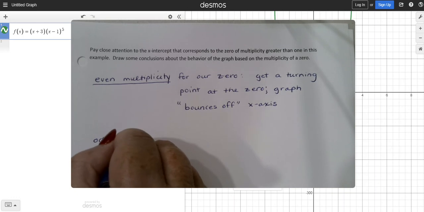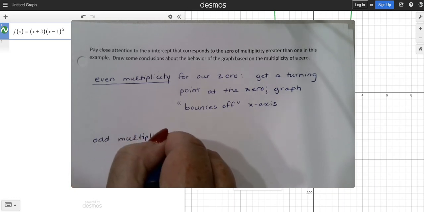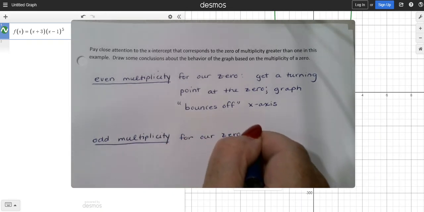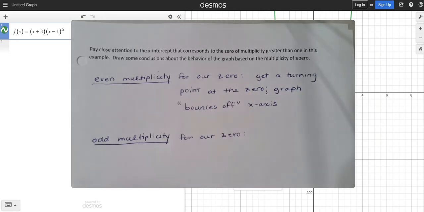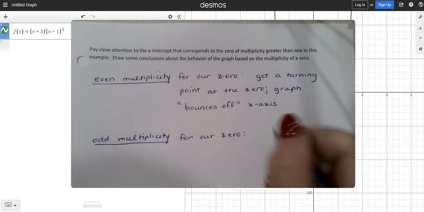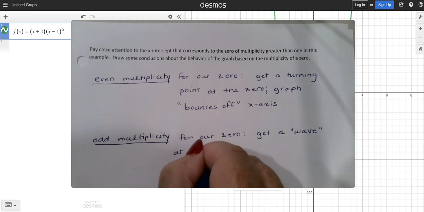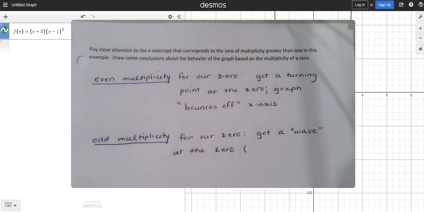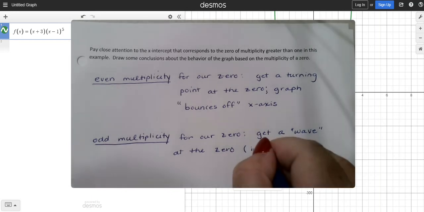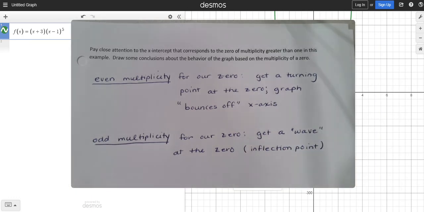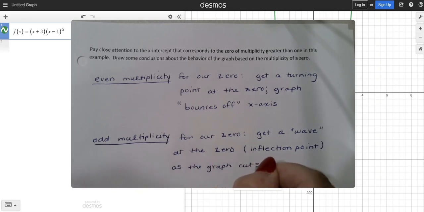When we had the odd multiplicity for our 0, instead of that turning point or that bounce-off effect, we got kind of a wave shape at the 0. Formally, if you remember back when we were doing the power functions, we called that an inflection point, as the graph goes through or cuts through the x-axis.